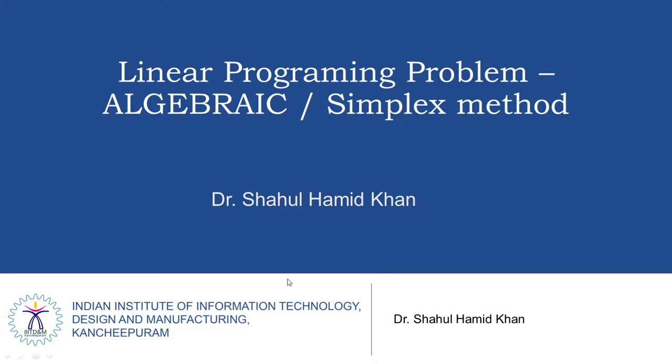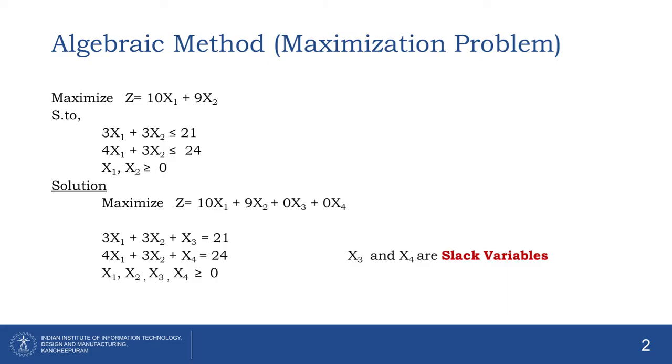Linear programming problem. Today we are going to discuss the algebraic method and the simplex method. Let us take this problem. Maximize z = 10x1 + 9x2 subject to the constraints 3x1 + 3x2 ≤ 21, 4x1 + 3x2 ≤ 24, and x1 and x2 ≥ 0.